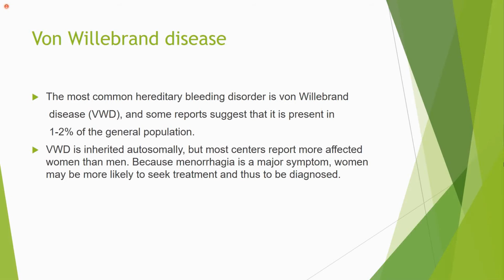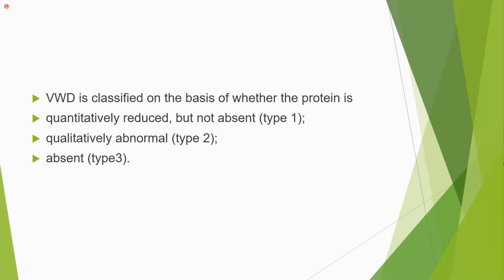It is classified again on the basis of whether the protein is quantitatively reduced, qualitatively reduced, or absent. So there are 3 types. One is a quantitative defect in which the factor level is present, but it is reduced. This is type 1. Then the second one is the qualitative or functional defect in which the factor levels are normal, but it's non-functional.